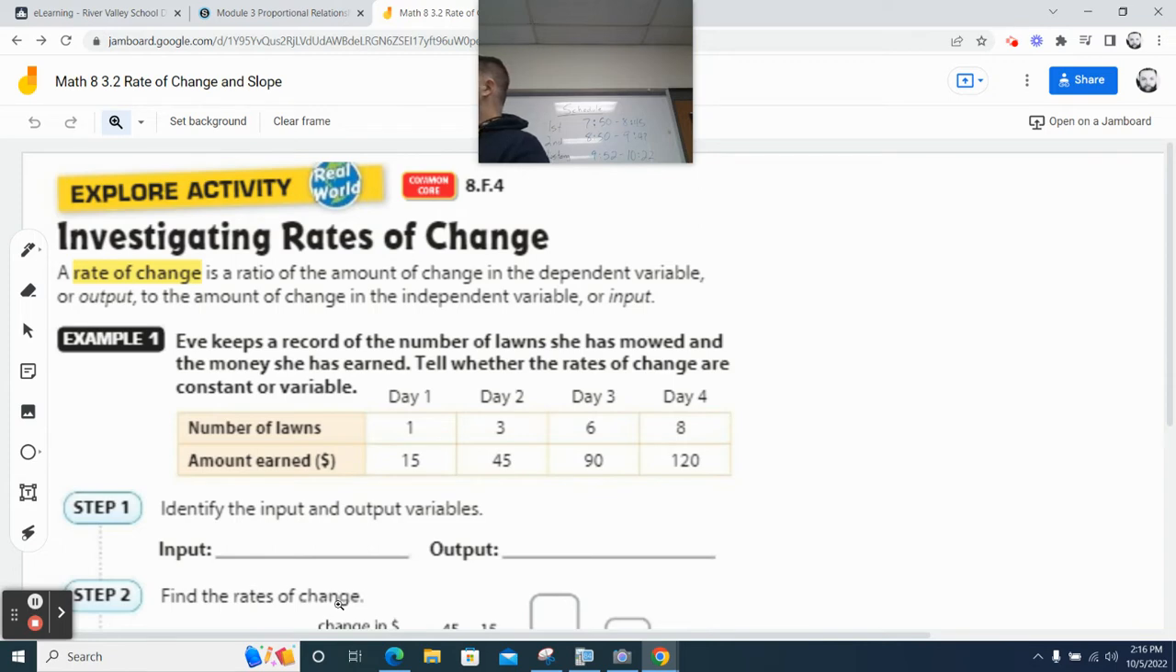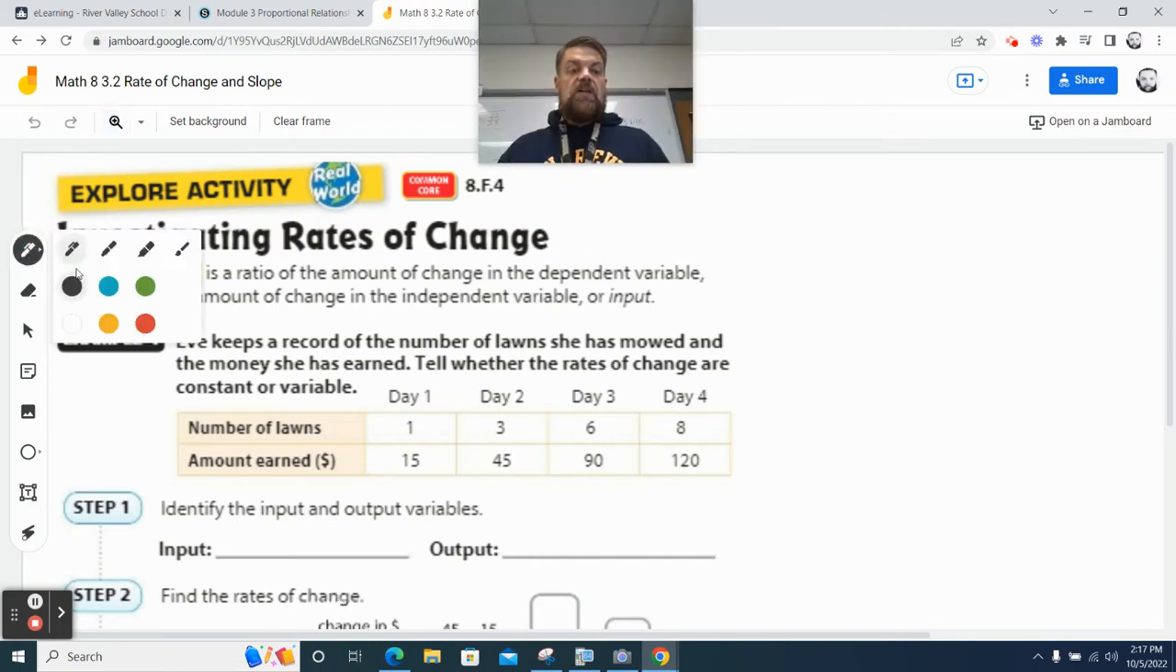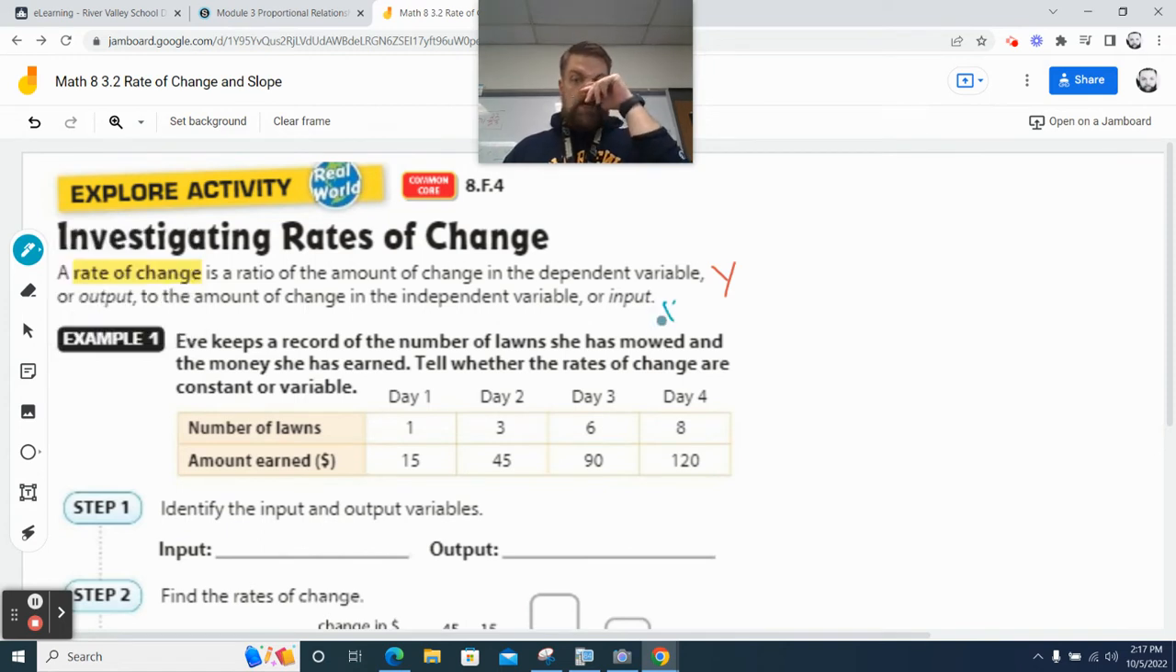The board's up here. Okay. So let's look at this one. This one says the rate of change is the ratio of the amount of change between the dependent variable. And let's talk about that. The dependent variable is usually y. So write that in next. Or the output versus the independent variable x.